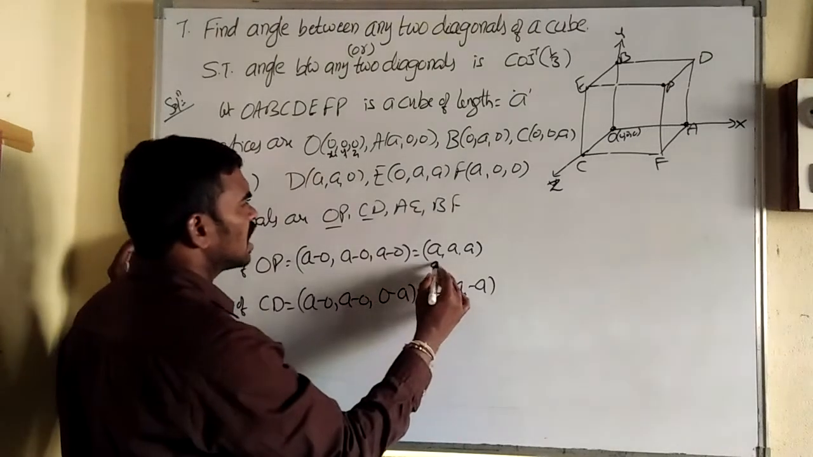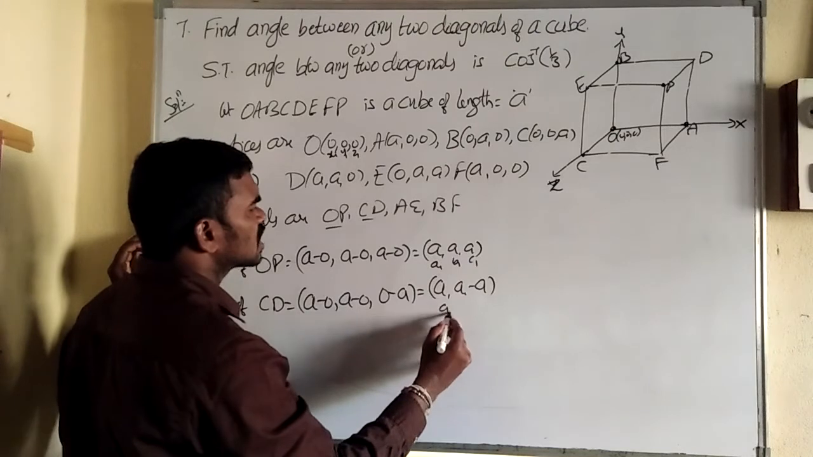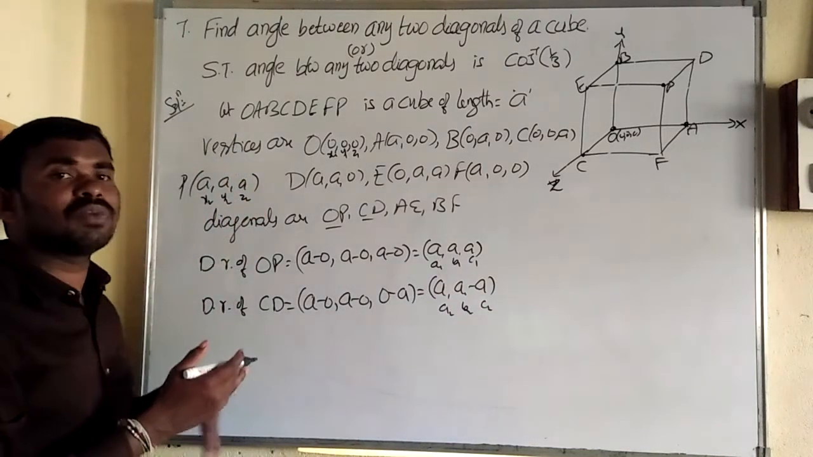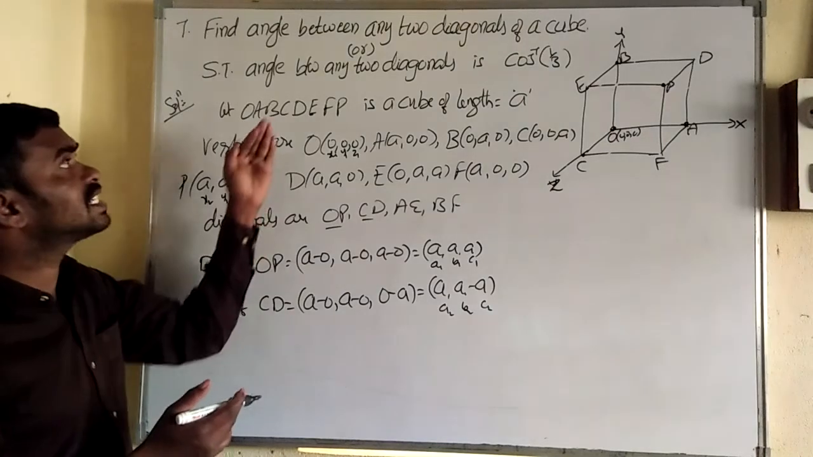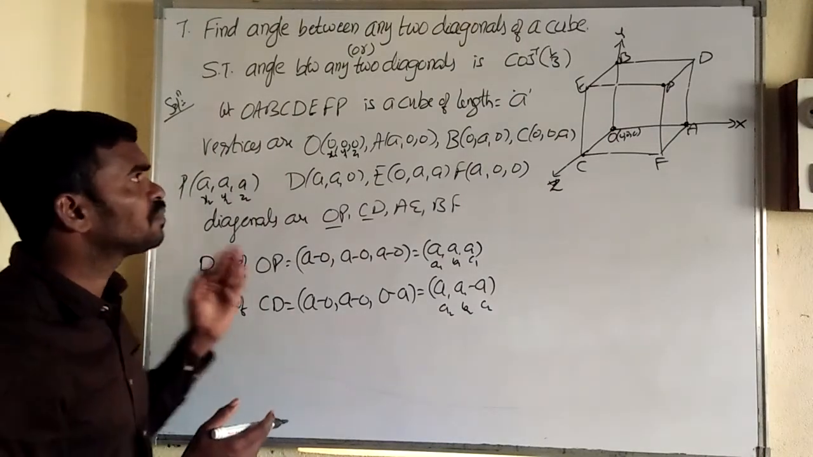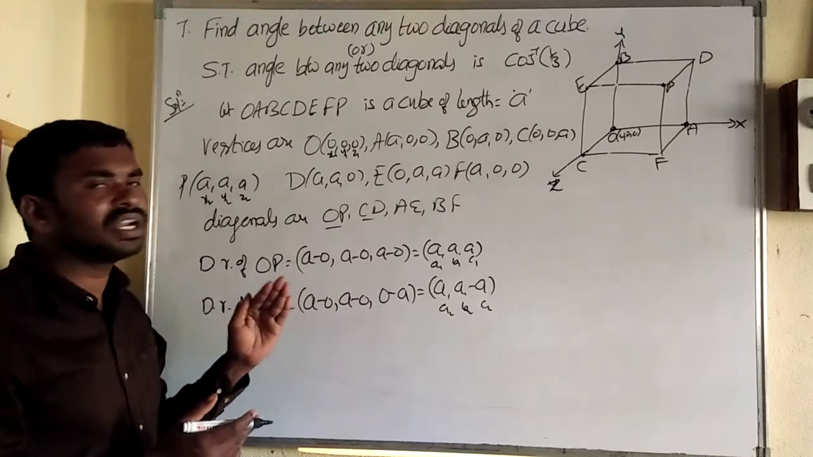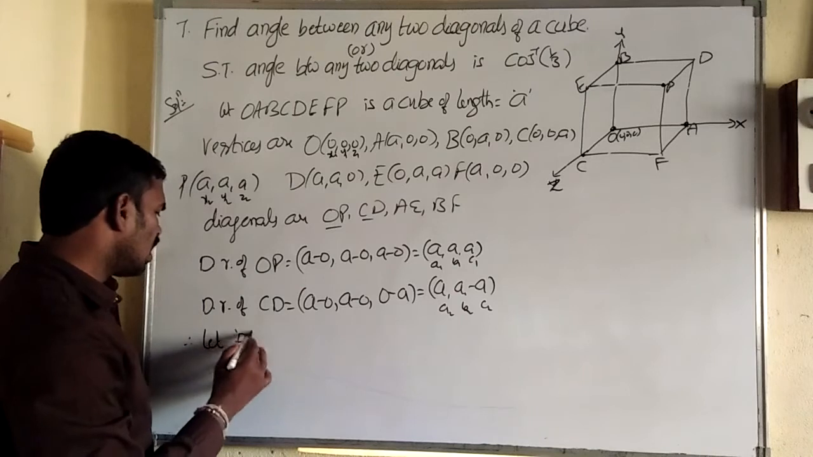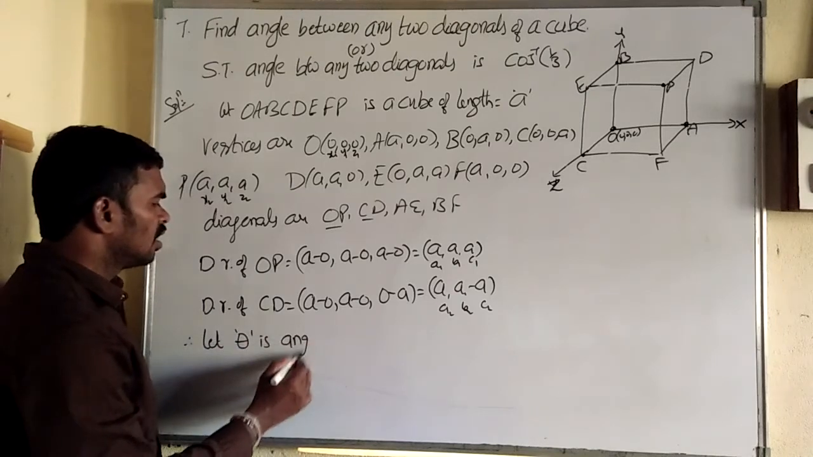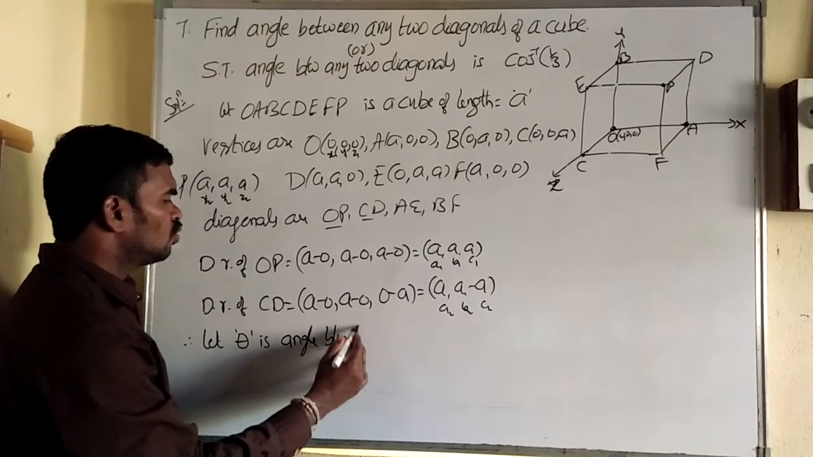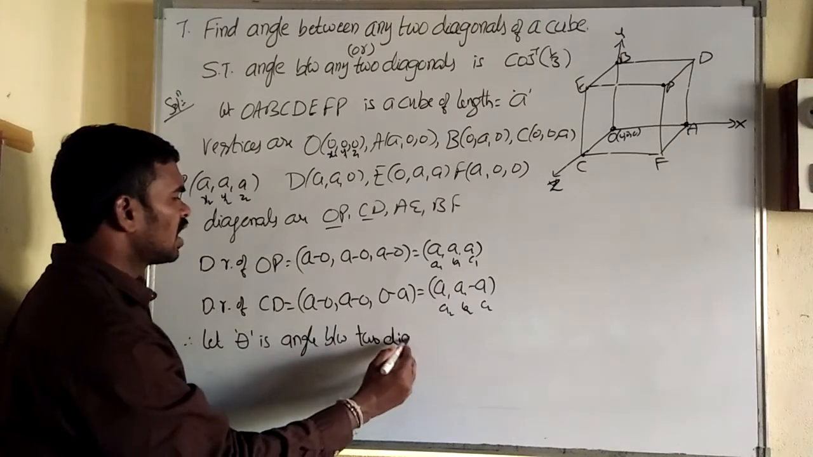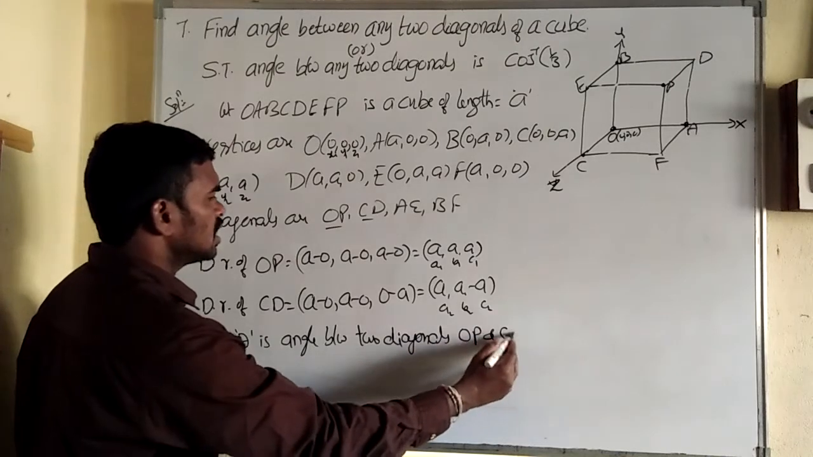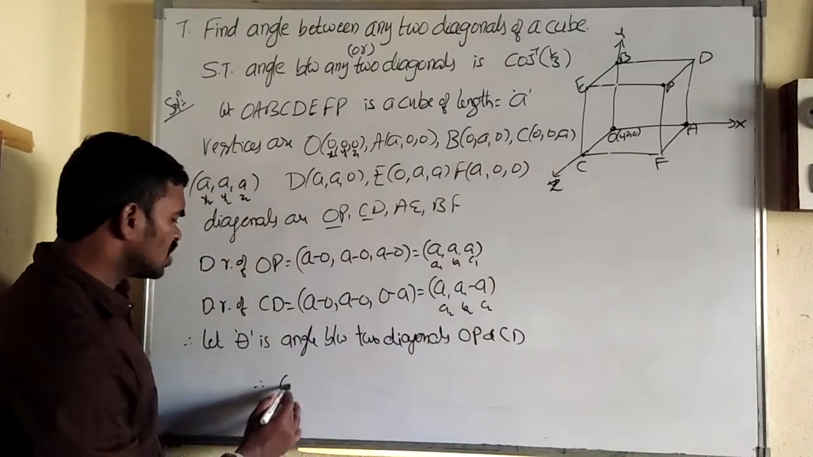This is considered as a1 b1 c1, and this is considered as a2 b2 c2. Here no need to worry about rays. Ray is not involved in this question, only diagonals, between any two diagonals. So let theta be the angle between the two diagonals, OP and CD. So what is the cos theta formula?